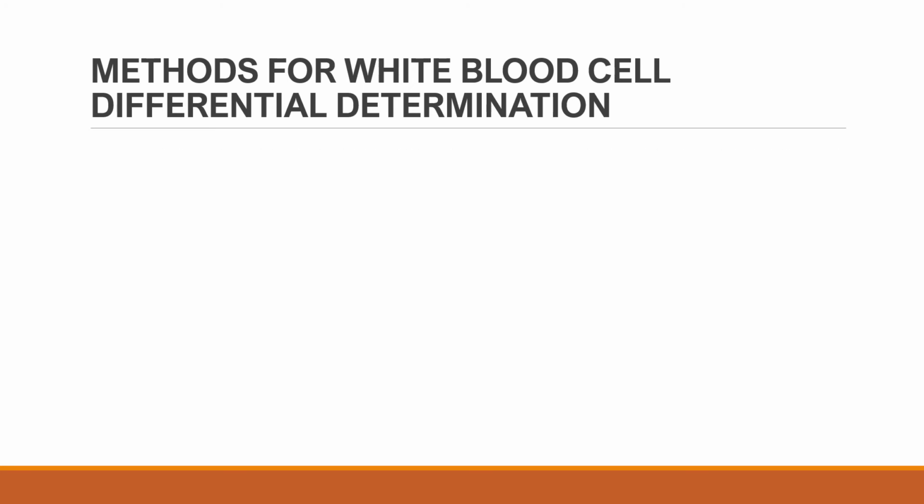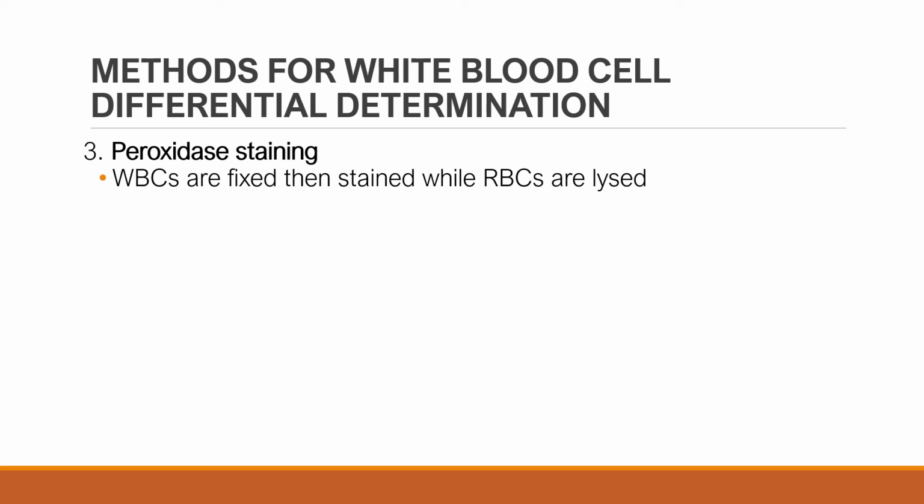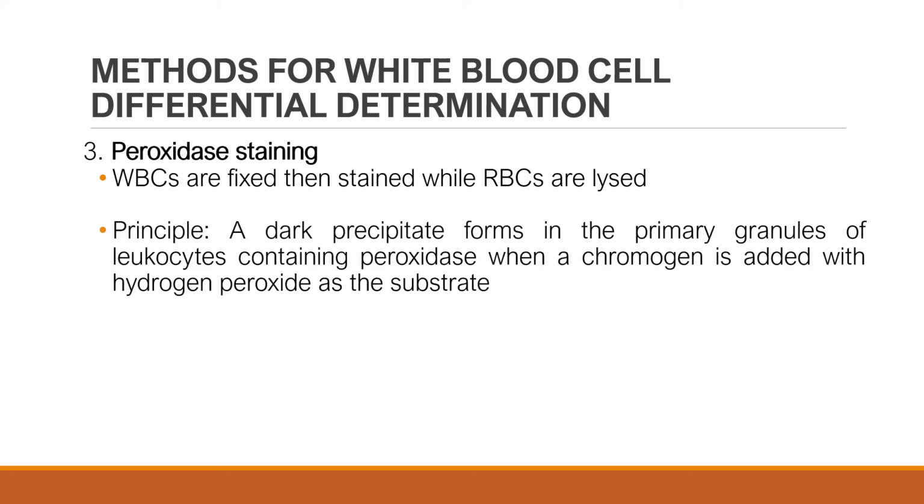Another method for white blood cell differential determination is through the use of peroxidase staining. For this one, white blood cells are fixed, then stained, while red blood cells are lysed. The principle behind this method is that a dark precipitate forms in the primary granules of leukocytes containing peroxidase when a chromogen is added with hydrogen peroxide as the substrate.